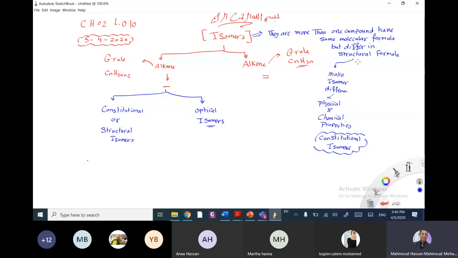Maybe they differ in chemical properties only, and slightly differ in physical properties. This is in the case of the optical isomers. For the alkanes only, we will not find constitutional isomers, we will find only optical isomers.